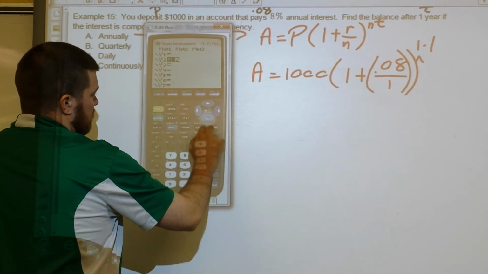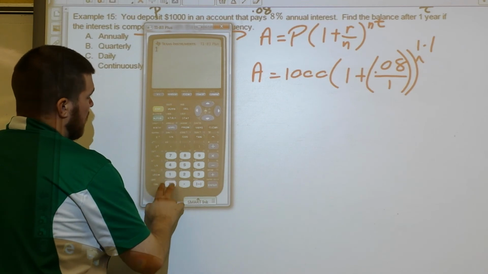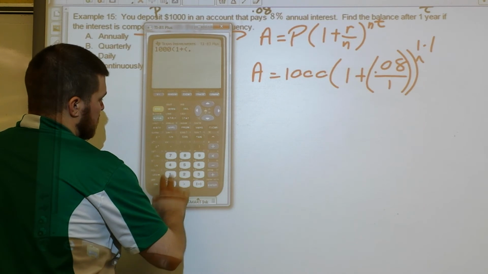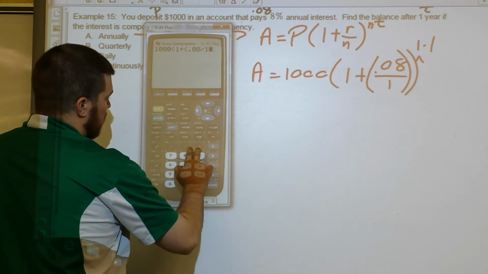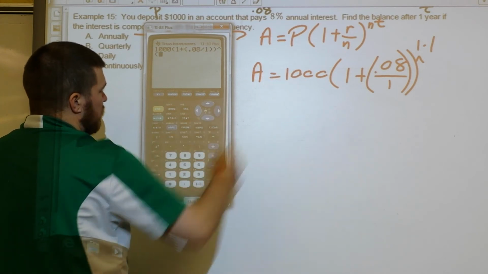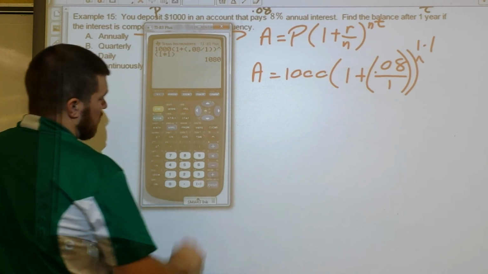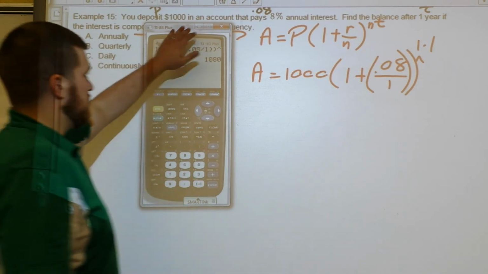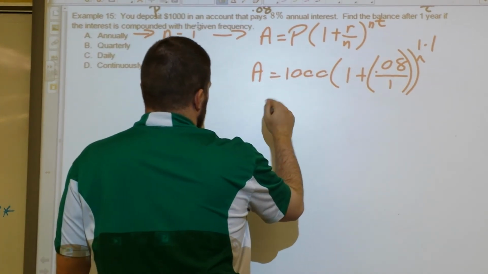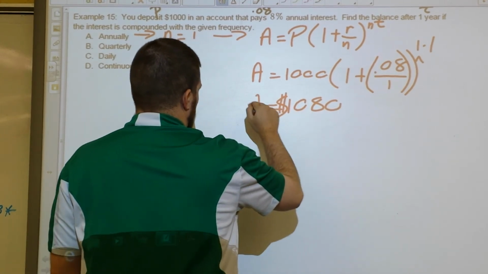So I'm going to go to my main screen and just type this in: 1,000, parentheses 1 plus 0.08 divided by 1, close parentheses, parentheses again, power. And I've got more than one thing up there in my power, so I'm going to put parentheses on that, 1 times 1, enter. I end up with $1,080. So in this situation, I get $1,080. That's my A.